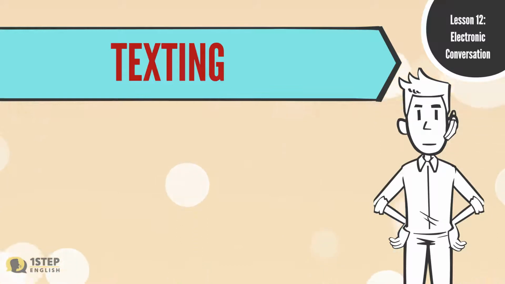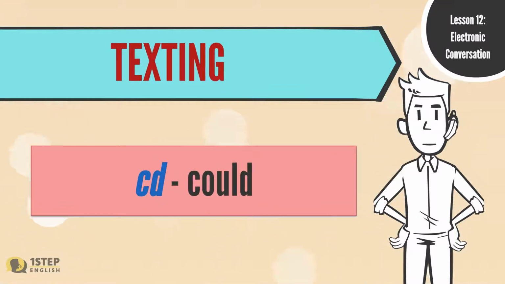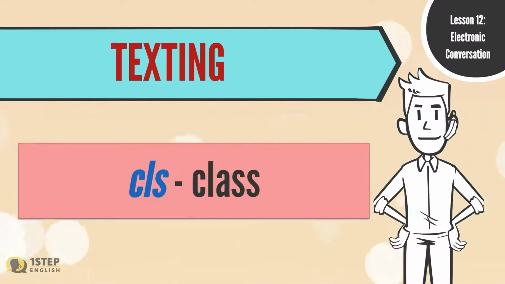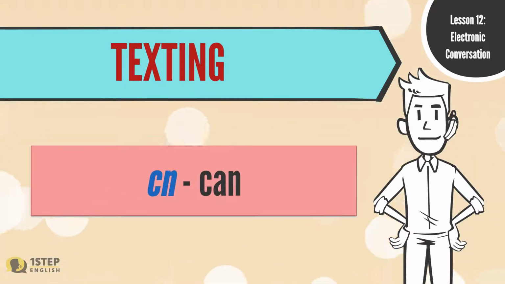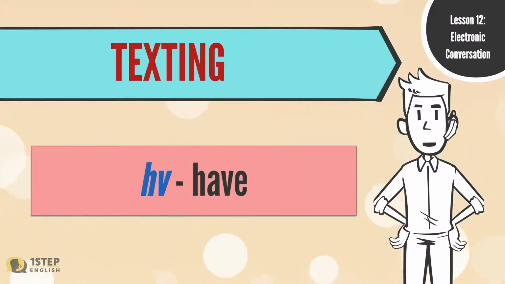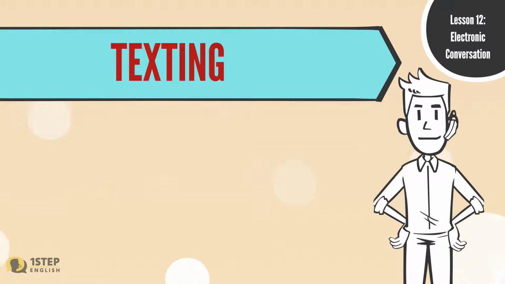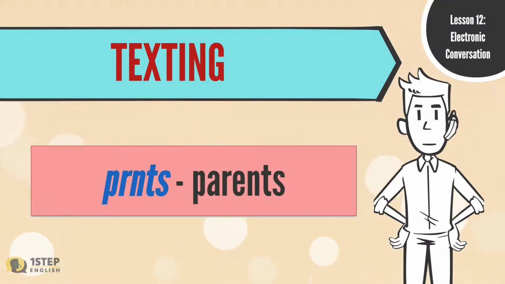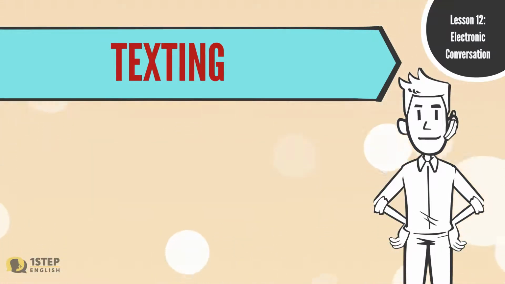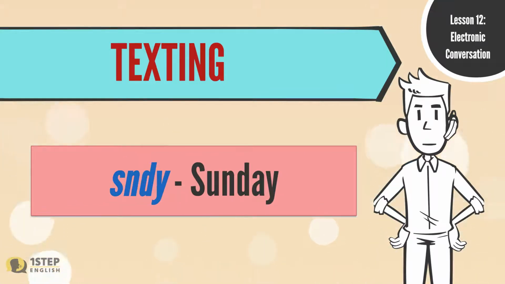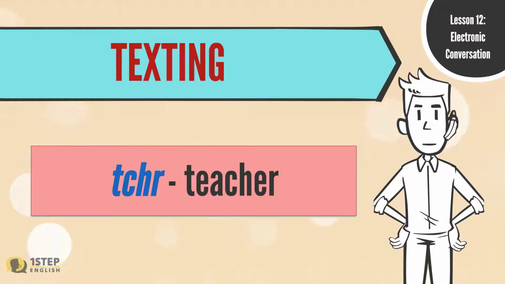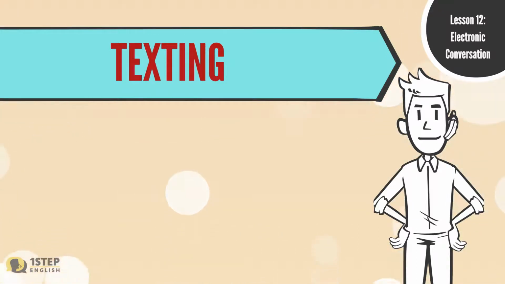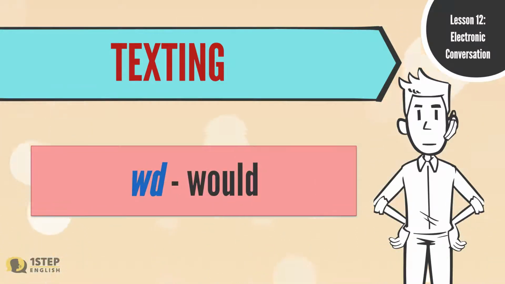For example, CD, could. CLS, class. CN, can. HV, have. PRNTS, parents. SNDY, Sunday. TCHR, teacher. WD, would.